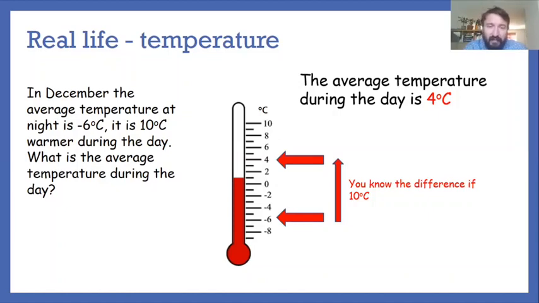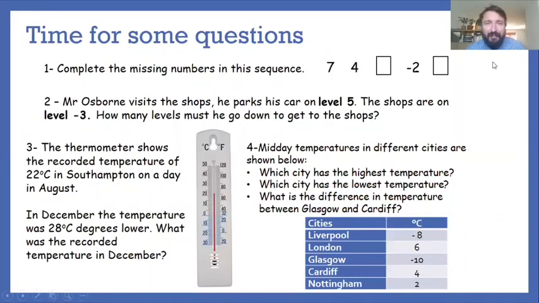So from 6 to 0, I can take the 6 off of my 10 steps. That leaves me with 4 steps left, taking me up to 4 degrees. Okay, time for some independent questions.